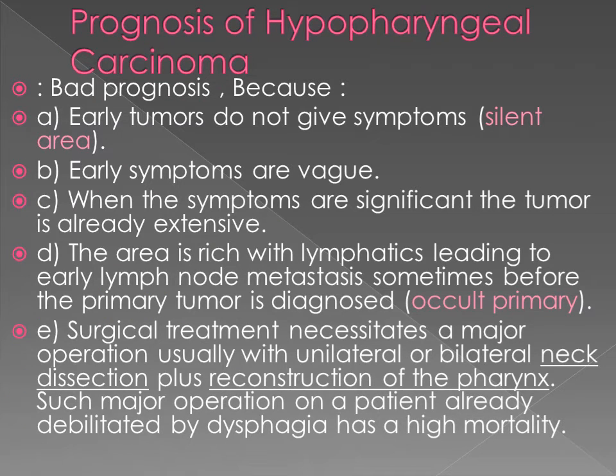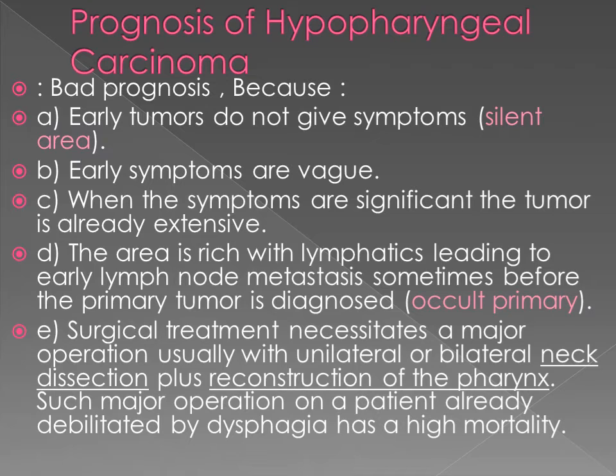The prognosis for this hypopharyngeal carcinoma is very bad, as it's a silent area, so early tumors do not give symptoms, and early symptoms are very vague. These symptoms are significant only if the tumor is extensive, so it's discovered late. The area is very rich with lymphatics, leading to early lymph node secondaries, sometimes before the primary tumor is even diagnosed, which is called an occult primary.